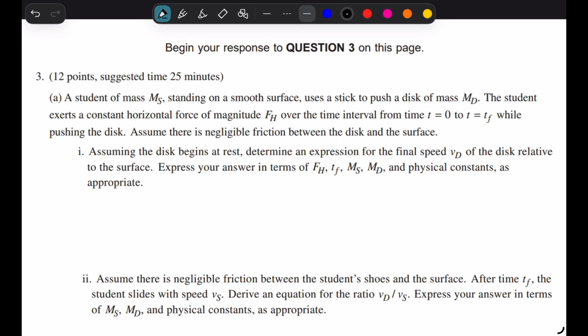On to question number 3, we have a student of mass MS standing on a smooth surface who uses a stick to push a disc of diameter MD. The student exerts a constant horizontal force of magnitude FH over the time interval from t equals 0 to t equals tf while pushing the disc. Assume that there is negligible friction between the disc and the surface.